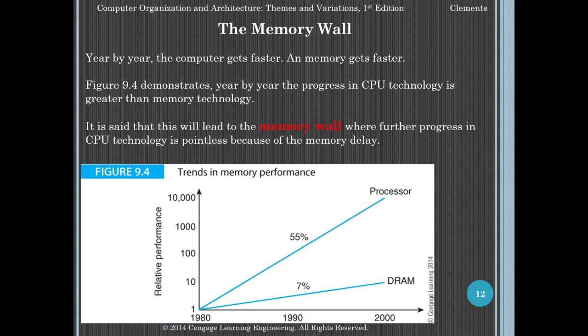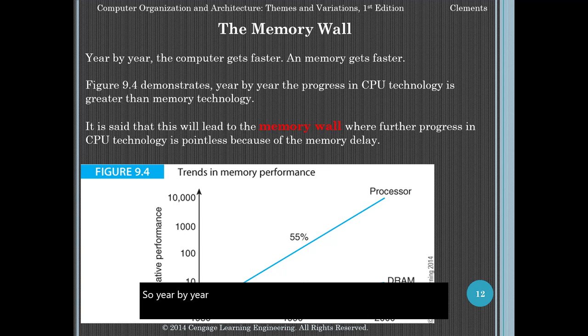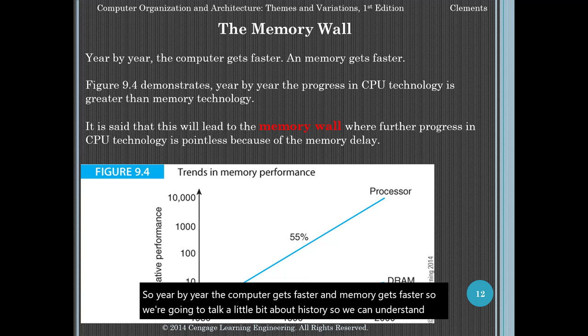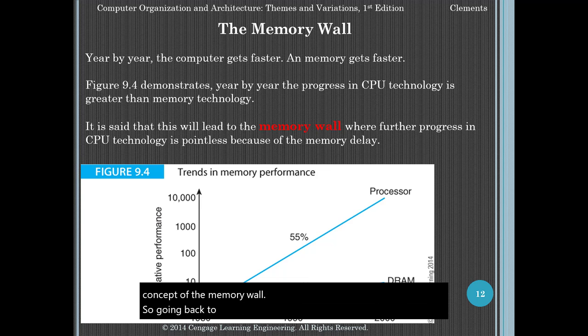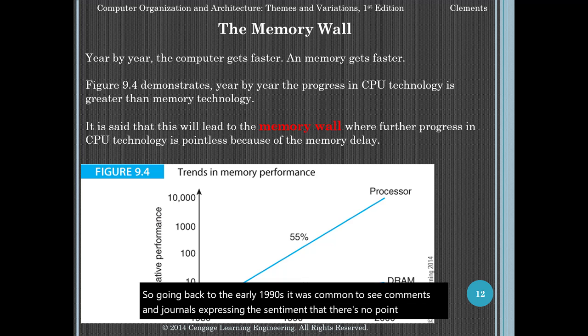So year by year, the computer gets faster and memory gets faster. We're going to talk a little bit about history so we can understand this concept of the memory wall. Going back to the early 1990s, it was common to see comments in journals expressing the sentiment that there's no point in building or using high-speed CPUs because all they do is wait faster. Because we've been having this problem for decades now.